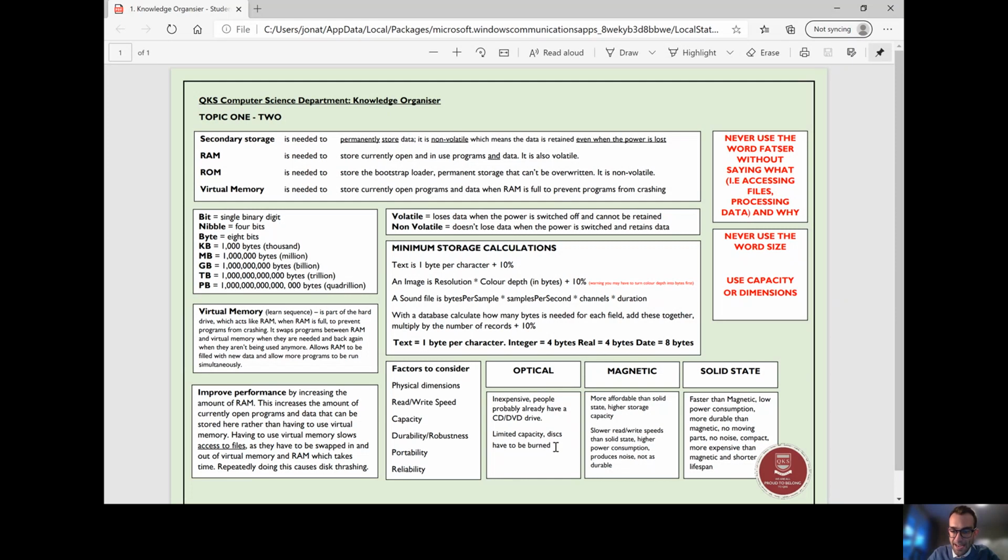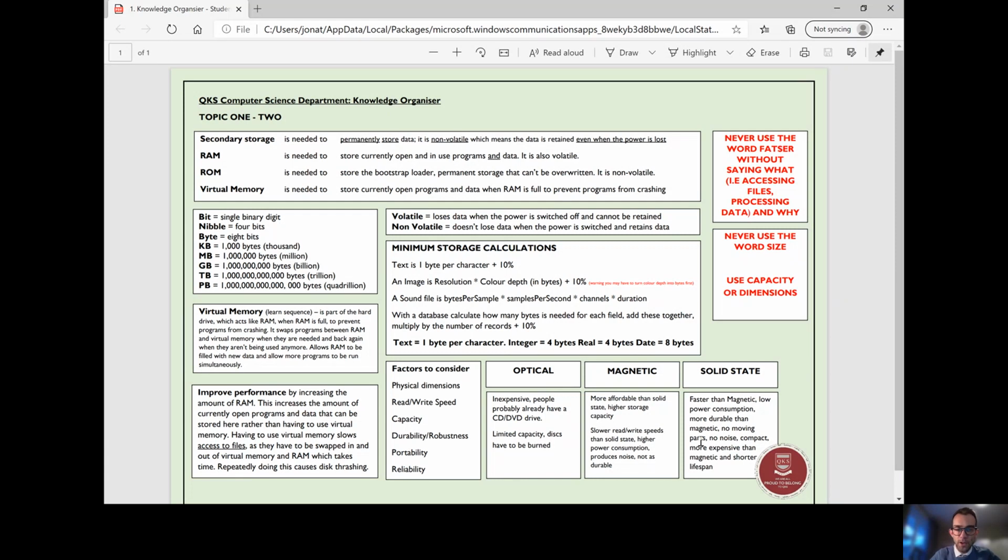If you're asked to compare any of these, don't just say the opposite all the time. Try and think of unique points for each one. So for instance, don't just say solid state is faster than magnetic and magnetic is slower than solid state. I think that's two separate points. That is just one. Okay, so think if you've got a 6-mark question, how many points you're going to have to make, and don't just duplicate the same 3 points.